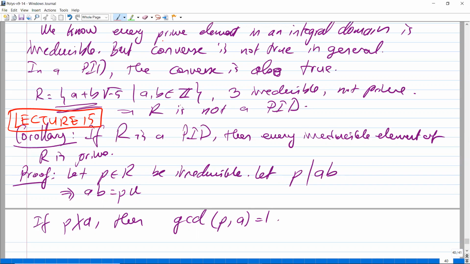We defined in an integral domain what a prime element is. Let me remind you, P is prime in an integral domain if P divides A times B, then P either divides A or P divides B. If this is satisfied, then we call this element prime in the ring.